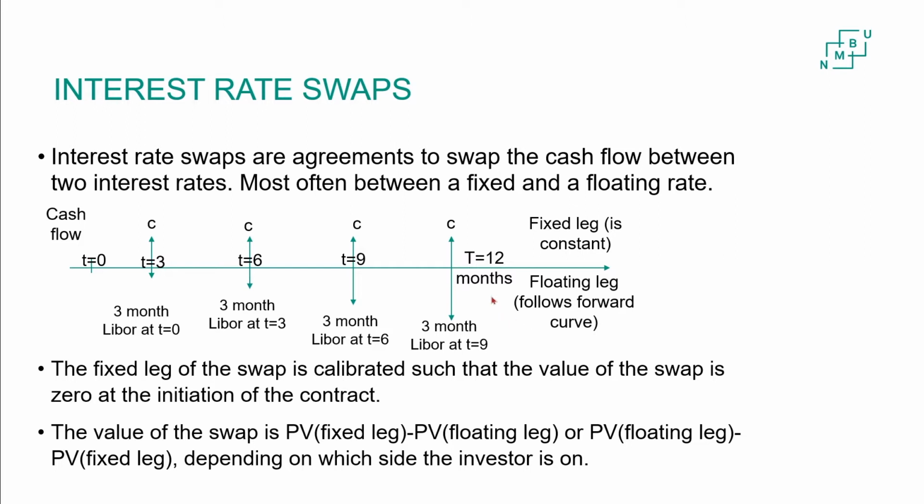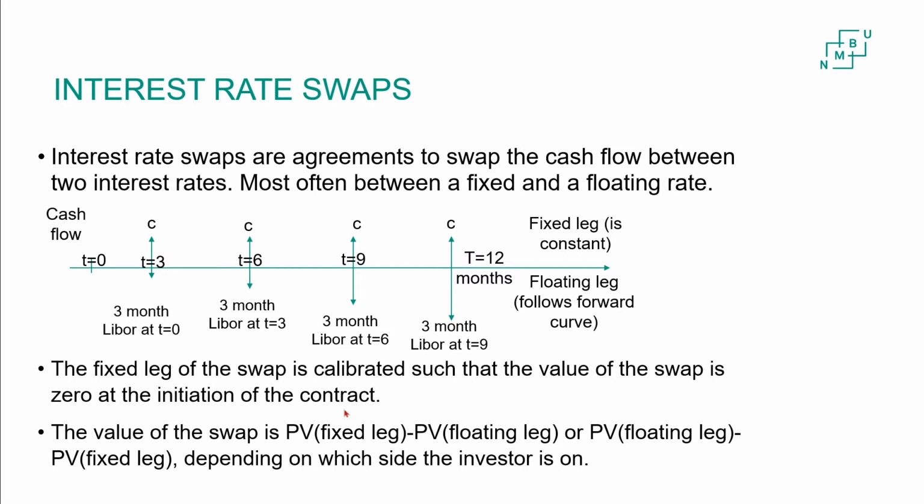What you don't know is the fixed leg, and you decide the fixed leg such that the present value of the fixed leg is equal to the present value of the floating leg. This way, none of the counterparties in the interest rate swap deal comes out ahead or behind the other party.